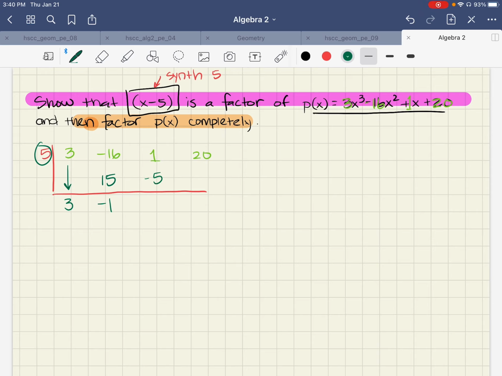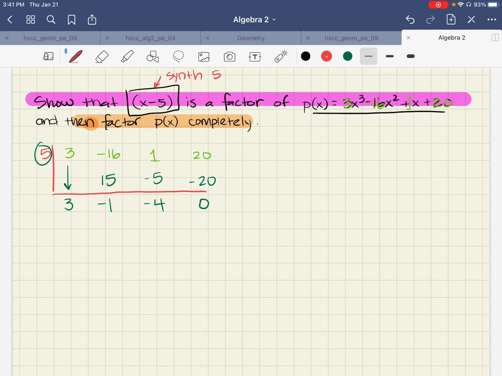Now, since the negative 5 is above the line, we're going to add it with the 1, which is negative 4. Now, you'll notice that it's always multiply it, and then you're going to add the result. Now, the negative 4 is under the line, so I'm going to multiply it by the 5. That gives me negative 20. Since the negative 20 is above the line, I'm going to combine it.